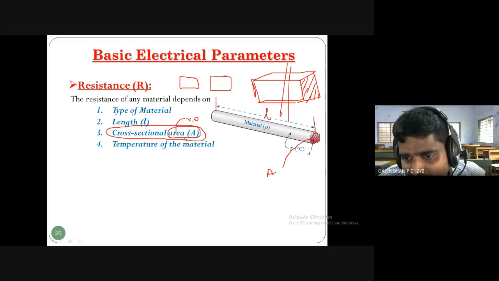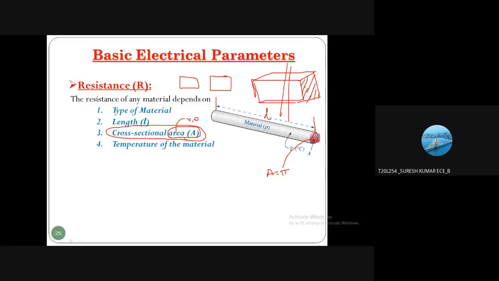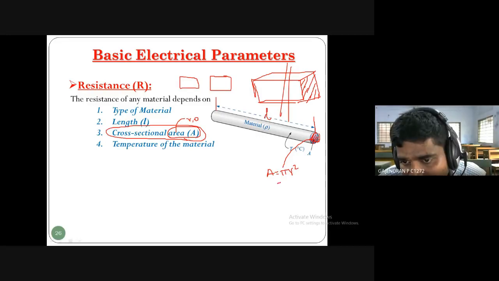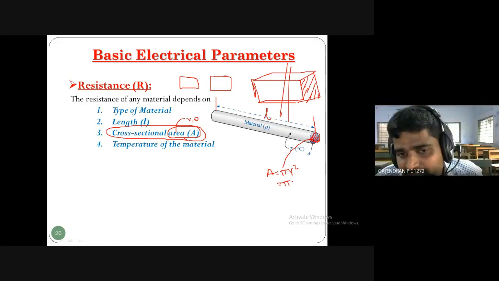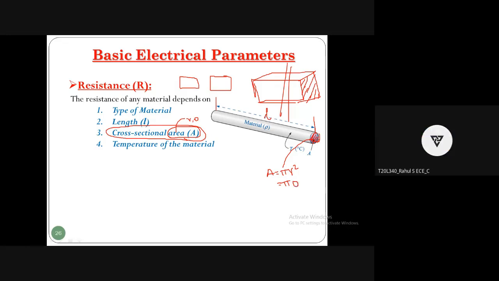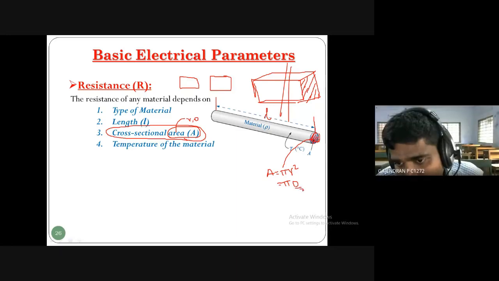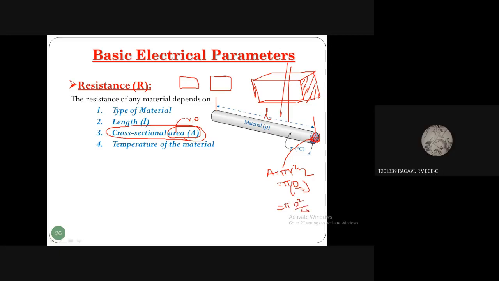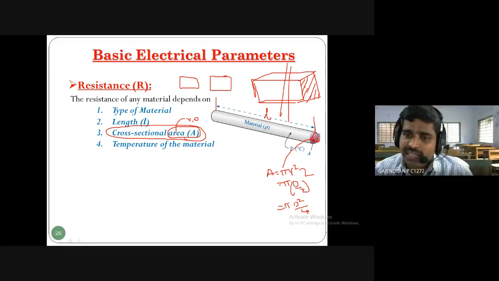Area of the circle is the formula. Tell me. Area A is equal to pi r square. What is the other formula in terms of diameter? Pi times D by 2 whole square. How can we say that? Pi D square by 4. Isn't it? Yes, sir.